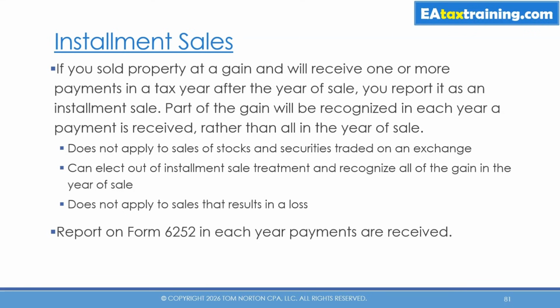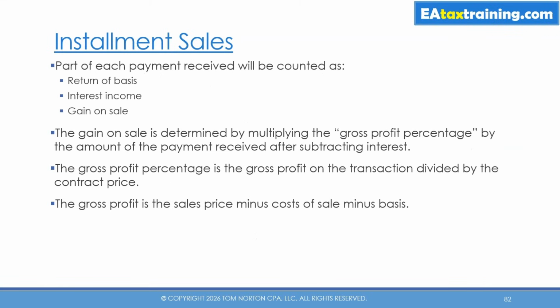It also does not apply if there's a loss. Again, it is only if there is a gain. And you report these sales on the Form 6252 for each year in which one or more payments are received. When you receive these payments, part of each payment received will be counted as return of basis, part will be considered interest income, and part will be considered gain on sale.